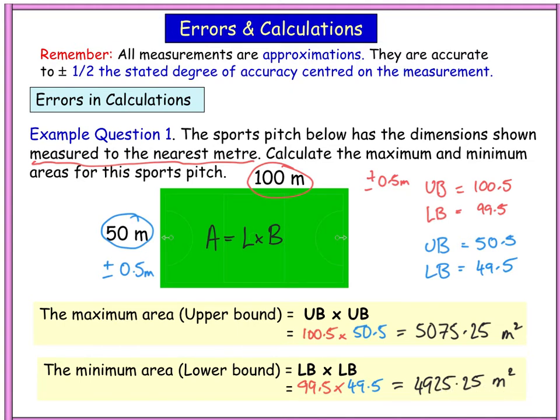I guess the biggest problem people have is they say, oh, the area here must be 100 times 50, which is 5,000. And then they try and find out what the error is and add it on and take it away. But no, it's the 100 metres that has been measured to the nearest metre, so we need to find the upper and lower bounds of it. It's the 50 metres that's been measured to the nearest metre, so what are its upper and lower bounds? And then how does that affect the maximum and minimum possible areas?